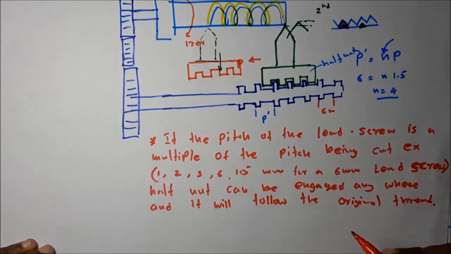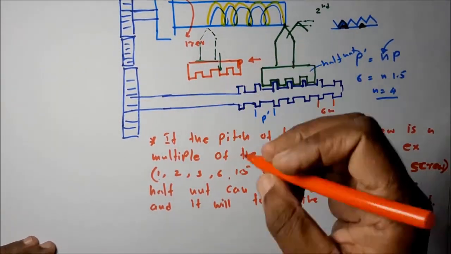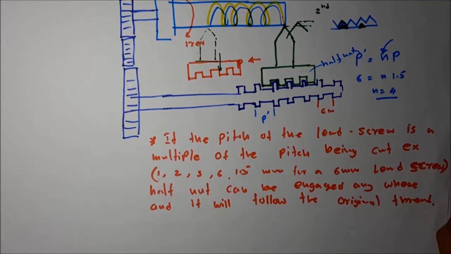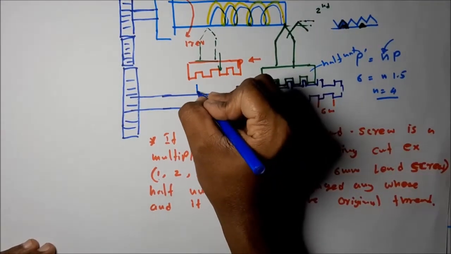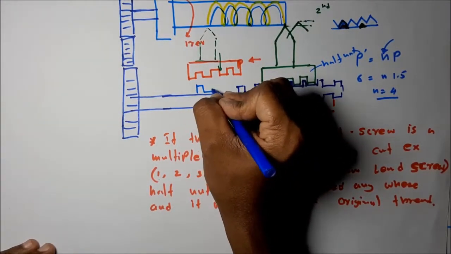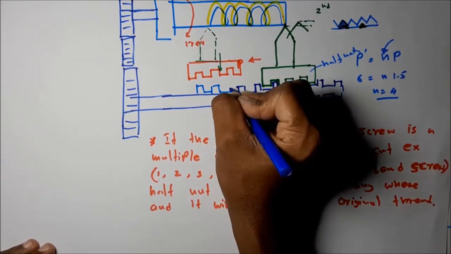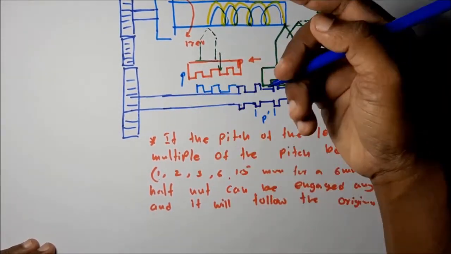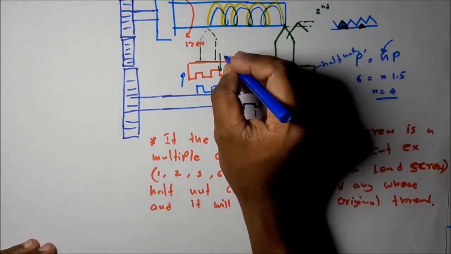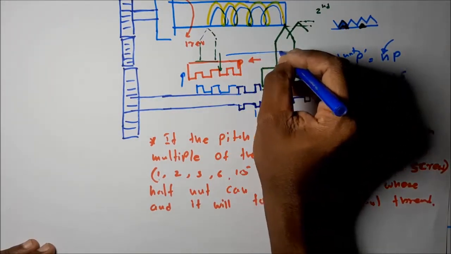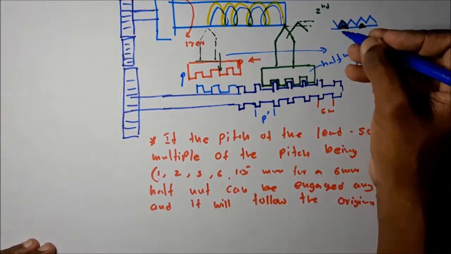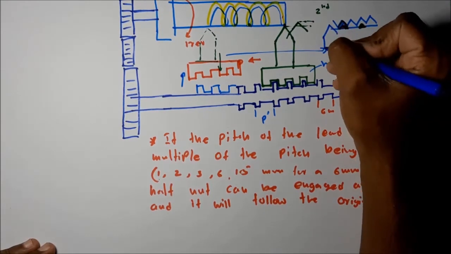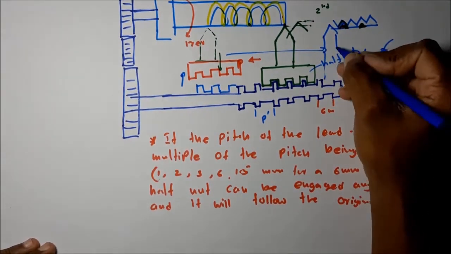Let's take this is the half nut, we are disengaging. At this position we are disengaging after it reaches the end portion of the screw portion. We can disengage the half nut through the lever. Then we have taken this half nut to somewhere in this kind of position, then we are engaging.